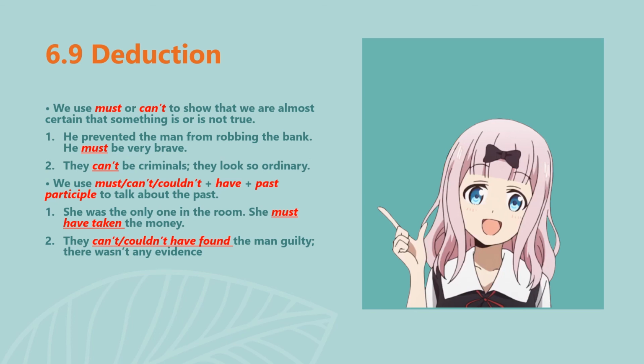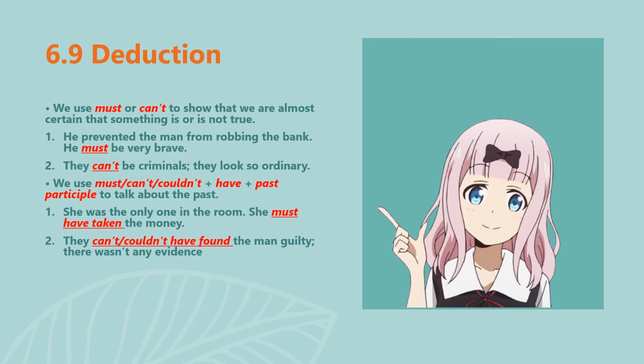Another time we use deduction in our modal verbs is we use must, can't, couldn't, have, and past participle to talk about the past. This is for something in the past. Examples here. She was the only one in the room. She must have taken the money. Okay, 3 words. Must, and then have, and then a past participle. In this case, taken.